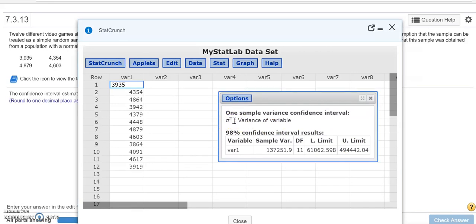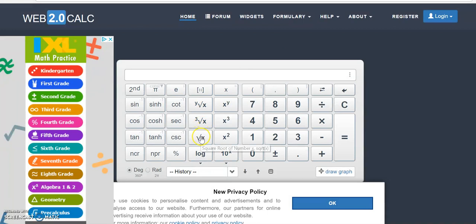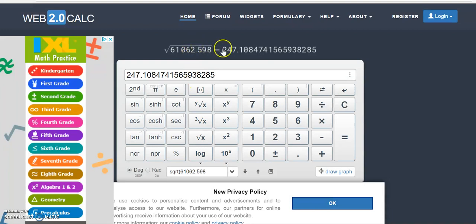And we were asked in this question to find the confidence interval for the standard deviation. But remember, the standard deviation is just the square root of the variance. So all we have to do to find the lower limit is take the square root of this value, and all we have to do to find the upper limit is take the square root of this value. So let's do that. I'm going to copy the lower limit here, jump over to my calculator, take the square root, and paste in that number.